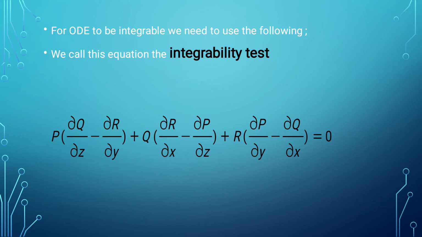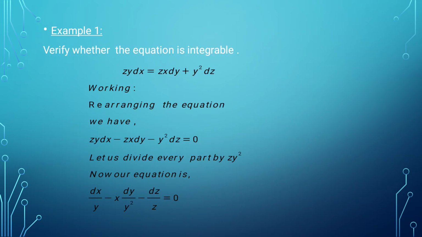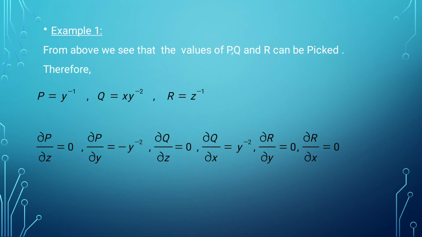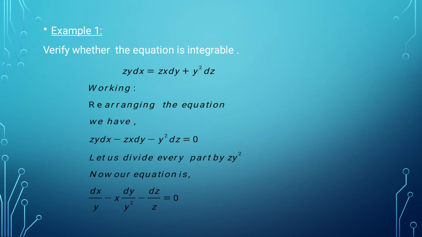Now let's continue. Let's look at an example. We have this question, which asks us to verify whether the equation is integrable. What we have been given is zy dx equal to zx dy plus y squared dz. Now this is how we do it.